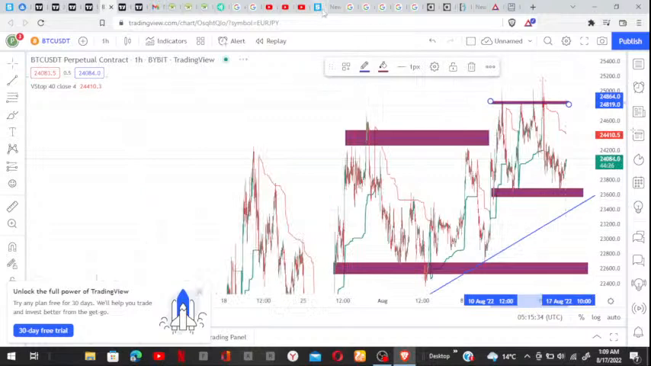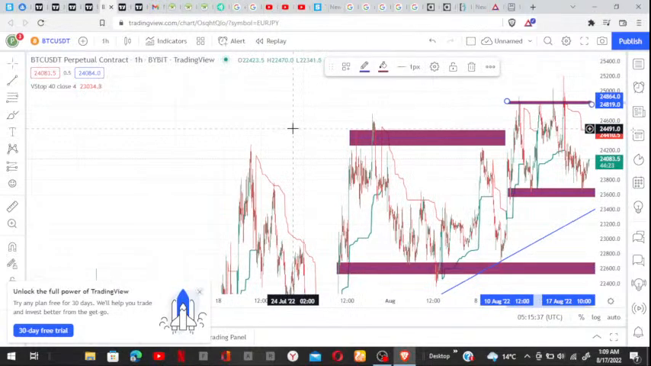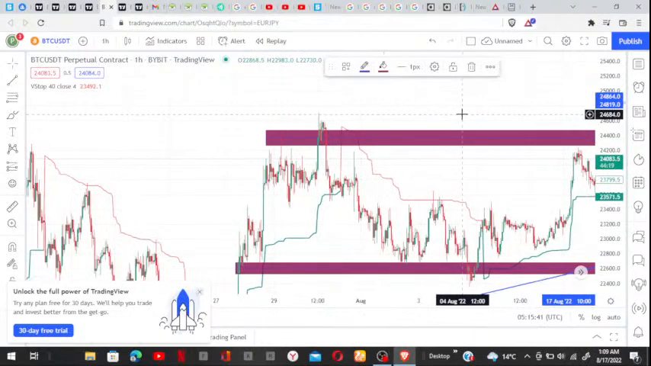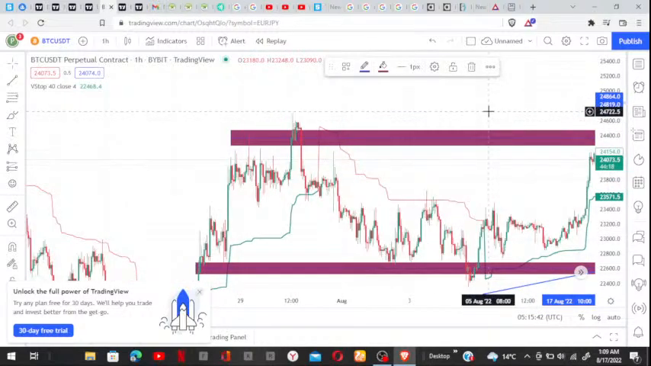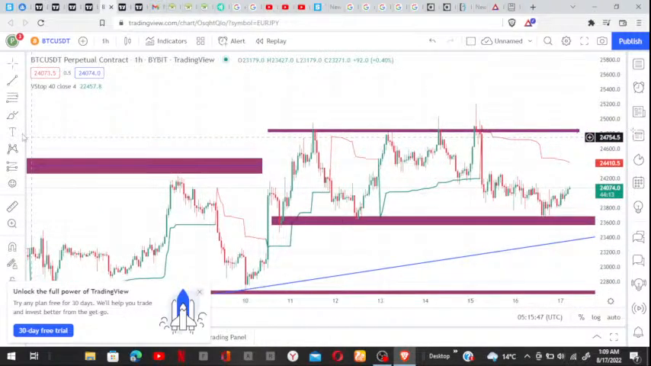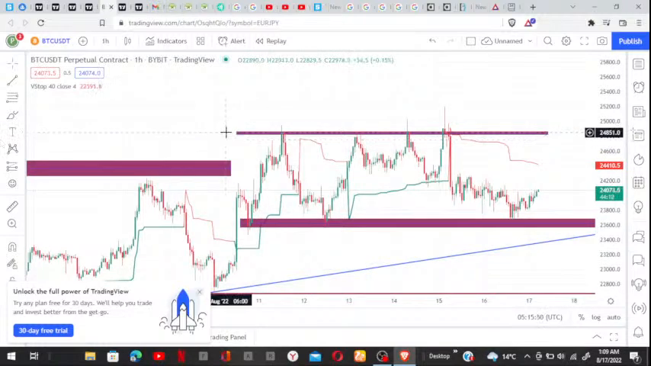Let me just change this. There's no need of zooming out. Let me just change it to a higher time frame so that you can have an indication of what is happening. So yeah, when you look at my charts, there are lots of drawings.